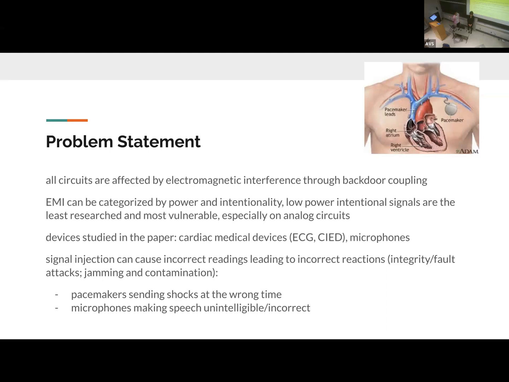Within the context of this class, we believe that this falls into the category of integrity or fault attacks under the subcategory of general contamination. So in particular, it means that pacemakers can be sending shocks at the wrong time after having been tampered with, and that microphones might be making speech unintelligible or incorrect.